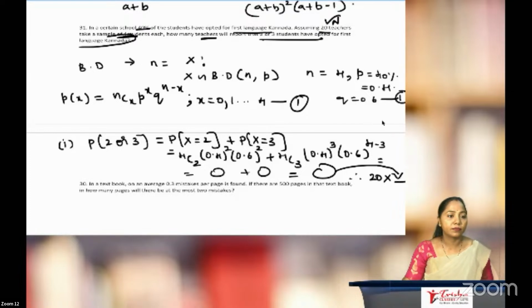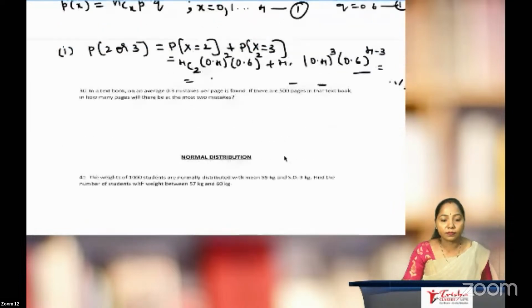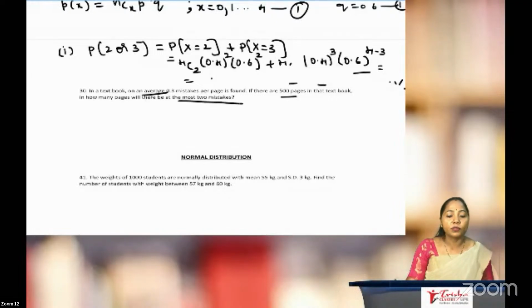Any doubt? Yes, so we'll move on to the next question. I think the last one. In a textbook, on an average, 0.3 mistakes per page are found. If there are 500 such pages in that textbook, in how many pages will there be at most 2 mistakes? What distribution is it? It is Poisson: on an average, 0.3 mistakes.